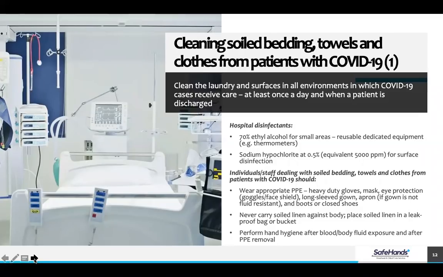Staff dealing with soiled bedding, towels, and clothes from patients with COVID-19 should wear appropriate PPE with a heavy-duty glove, mask, eye protection, long-sleeved gown, apron, and boots or closed shoes. Never carry soiled linen against the body. Place soiled linen in a leak-proof bag or bucket. Perform hand hygiene after blood and body fluid exposure and after PPE removal.